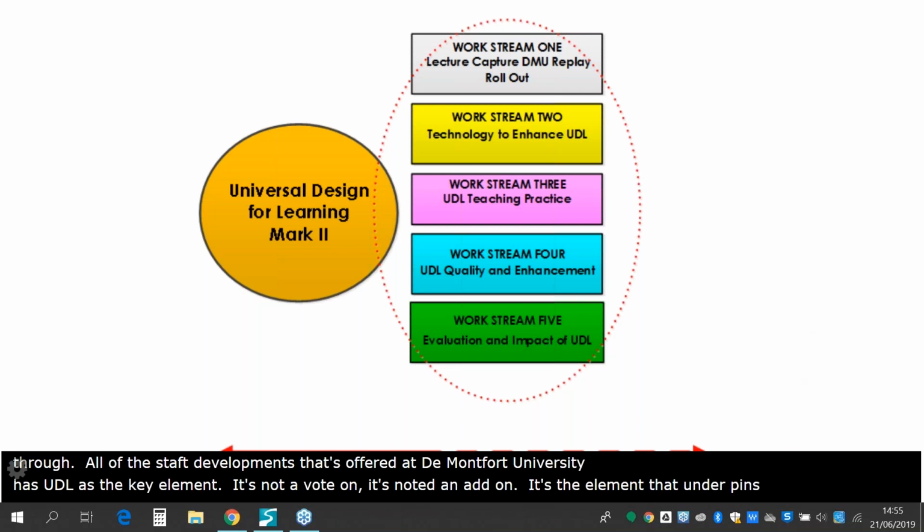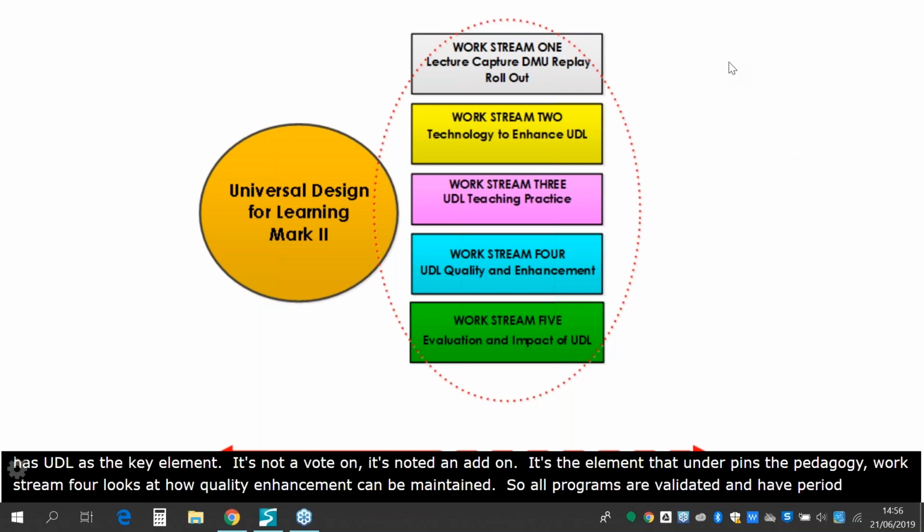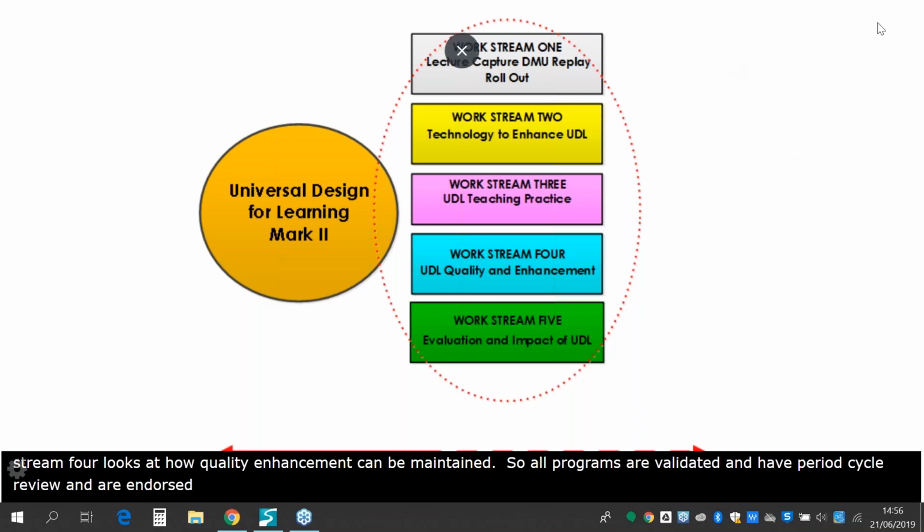Workstream 4 is looking at how quality enhancement at our university can be maintained. So all programmes that are validated, have periodic review or are endorsed have to demonstrate how they are going to apply UDL principles. The final element here, and that's the reason for the longevity of this work, is the so what.